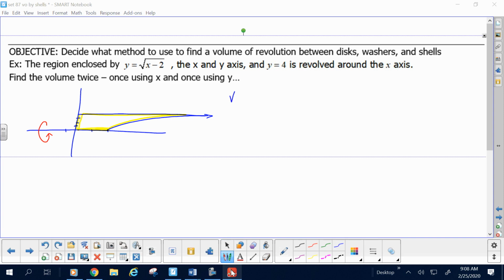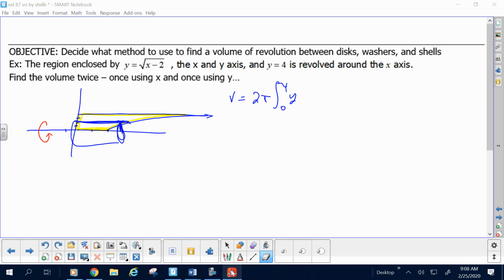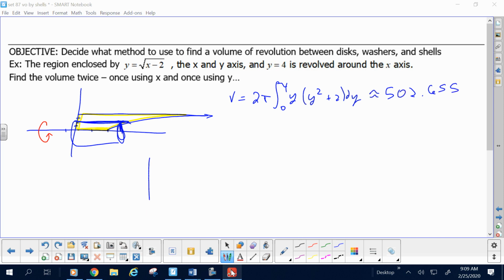Let's first verify your shells, although it sounds right. Do you agree that your slices go this way, and you're talking 2 pi, 0 to 4 of, what's the radius? y, and what's the right minus left for the height, or the distance between the bases? It's the curve in y terms, so y squared plus 2, yeah? And that is indeed correct. 502 point, what are the 3 decimals? 655. Okay, cool.